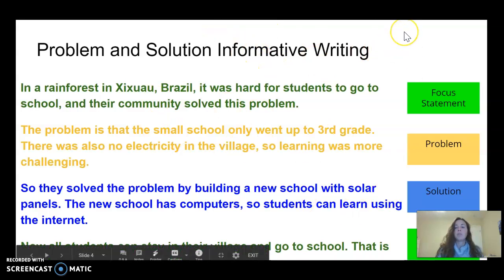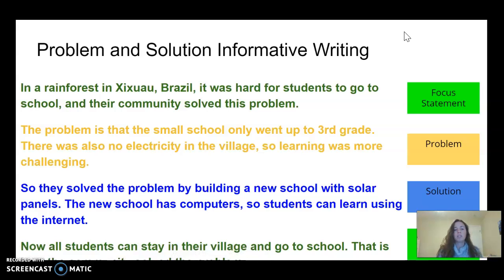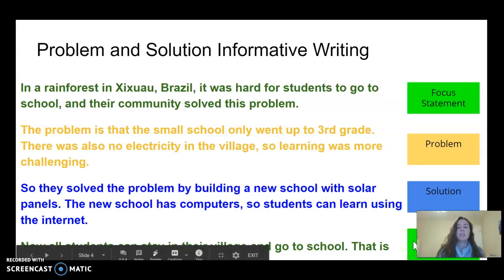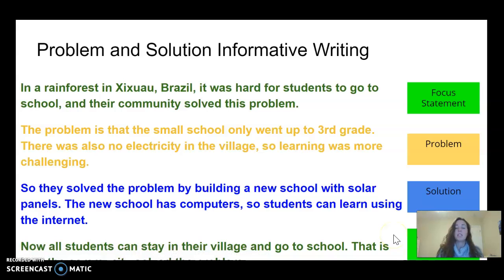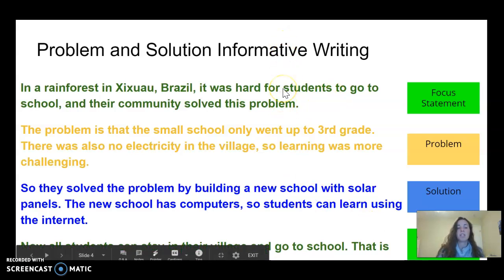A little bit earlier, we looked at the informative writing structure. Here was the structure we looked at. There were 4 components to this writing piece: the focus statement, the problem, the solution, and the conclusion. You'll notice here that the focus statement and conclusion are the same colors. That's because the focus statement and conclusion are very similar. The focus statement introduces our reader to what they're going to be learning about, and the conclusion tells the reader all of the things that they have learned in their writing.